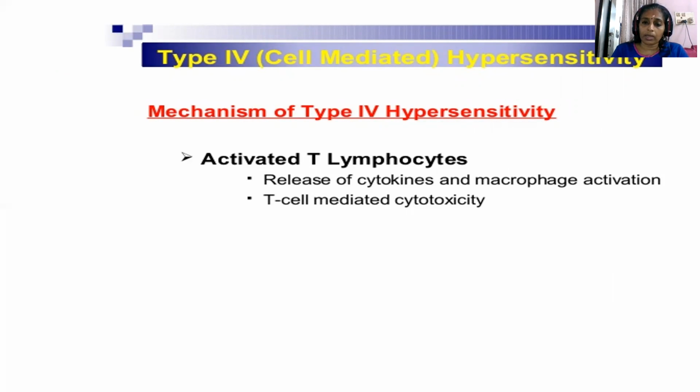It is activated by T lymphocytes, with release of cytokines, macrophage activation, and T cell mediated cytotoxic reactions. The activated T lymphocyte acts in two ways: release of cytokines and macrophage activation. Once cytokines are released, they activate the macrophages, resulting in certain immunological responses. Then, in T cell mediated action, T cells can directly kill infected cells, for example viral infected cells. It becomes cytotoxic to the particular infected cells.